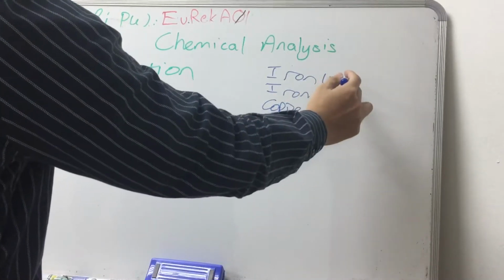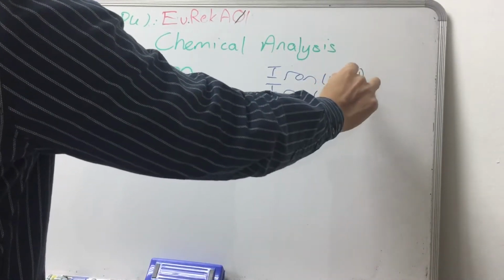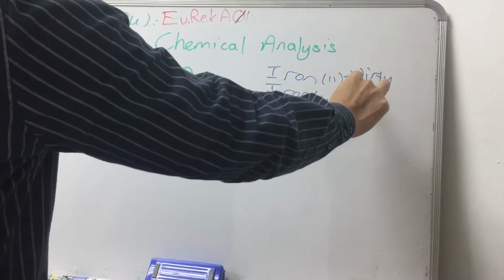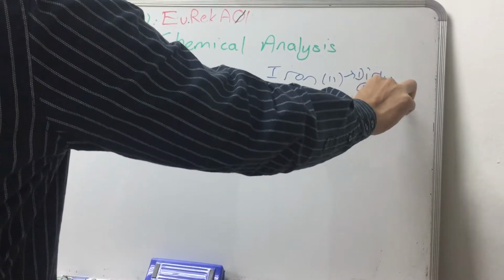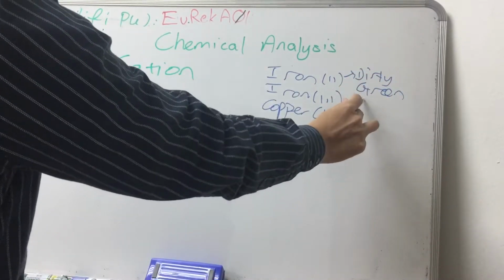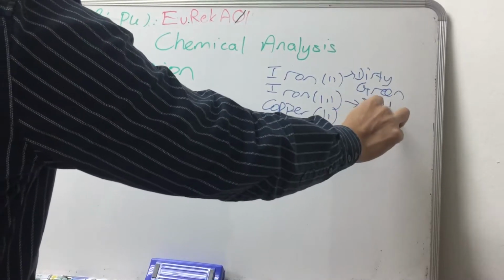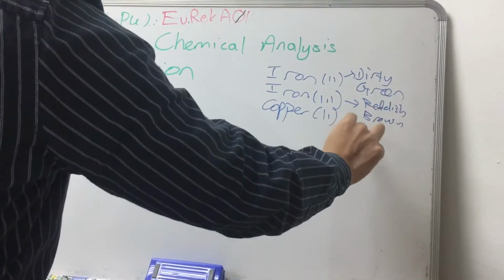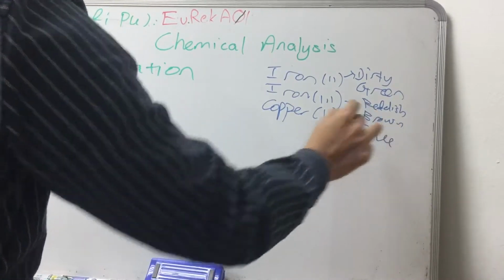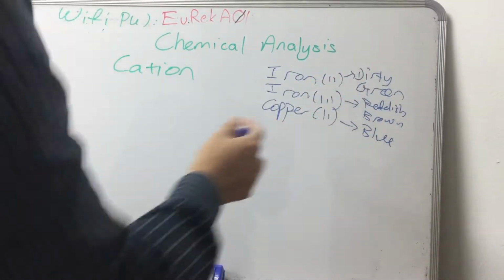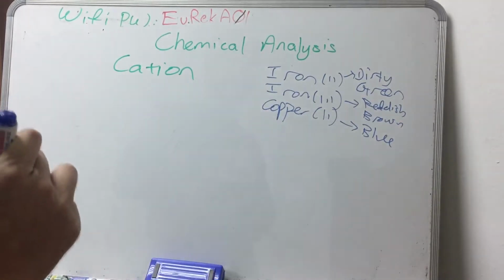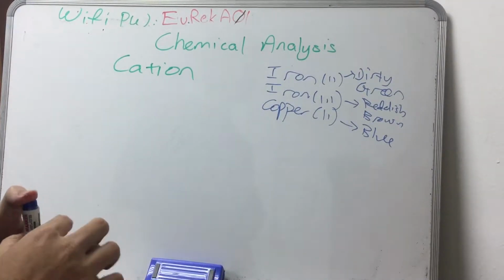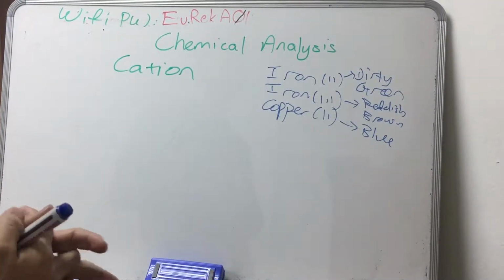What is the color of iron 3 and iron 2? The color of iron 2 plus is dirty green. For iron 3 plus, this is reddish brown. And for copper, this is blue. So they are actually red, green, blue. If you ever forget, think of the primary colors RGB: red, green, blue.